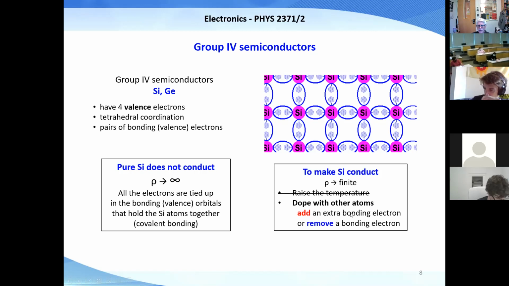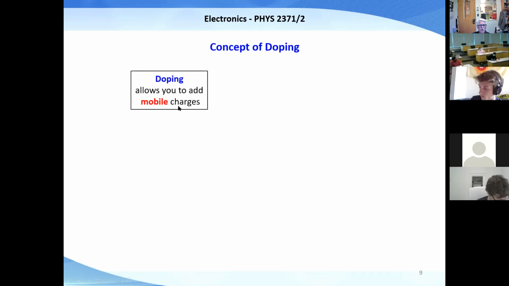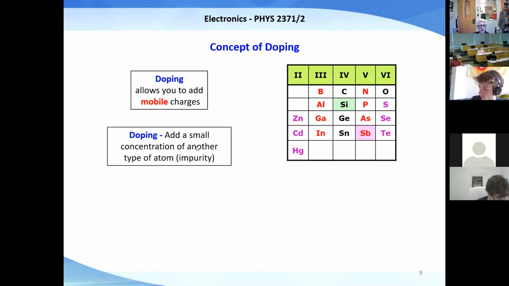So you can add a bonding electron or remove a bonding electron. Okay? So you're going to take out a silicon and put in another atom. And I'll show you that concept of doping. So it allows you to add mobile charges. You add a small concentration of another atom, like if you take silicon, you remove some fraction of the silicon and put in, say, antimony or phosphorus or one of these. This is a group 5, so this has 1 extra electron, right? It also has 1 extra proton too, but 1 extra electron.